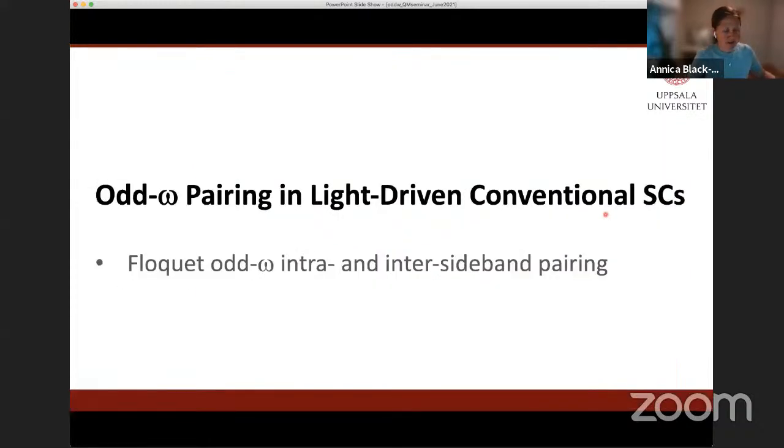Okay, so that moves me into the last topic. So here I want to start with a completely conventional superconductor. So I don't start with a multiband structure, but I'm going to drive it with light. And I'm going to show you that due to this driven system, we're actually going to get odd frequency pairing anyway.